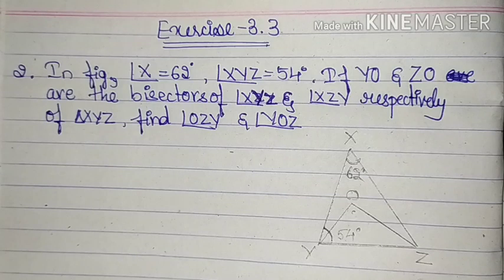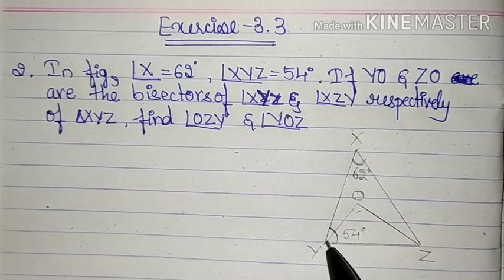Today we will be solving the remaining examples from exercise 3.3. The first question was given to you as homework, so I'll start solving the questions from the second question. In the second question, in the figure, angle X is equal to 62 degrees.